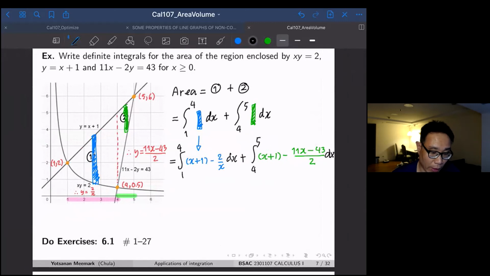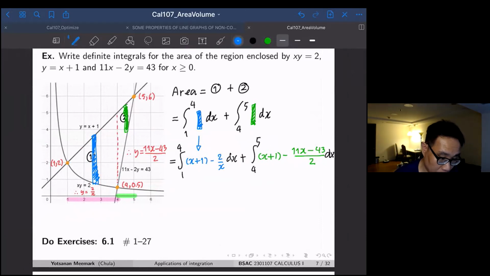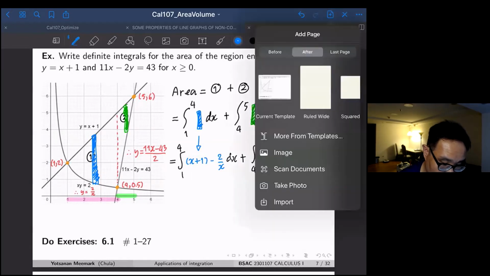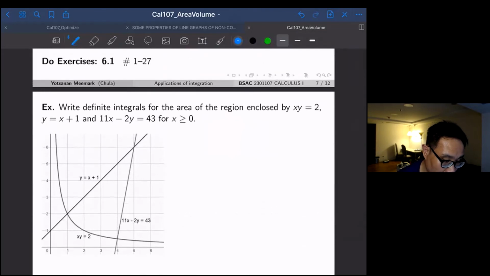And for this one, it's going to be these two integrals. The last thing that I'd like to mention is that you may do the integral using dy also for this picture. So let me do this one with dy for you a little bit.